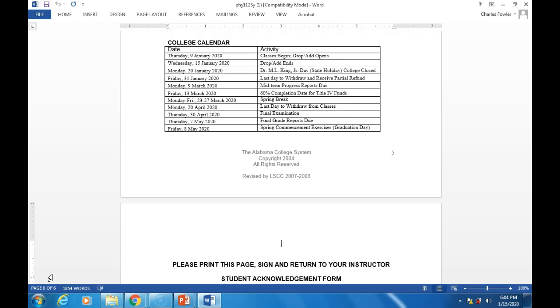Now, if you're paying out of pocket, it doesn't matter when you withdraw. It's only if you're on federal financial assistance. You need to keep that in mind. You need to do it after the 60% completion date, but before Monday, the 20th of April. Just a little over a week away is the last day of class. In fact, right around a week away.